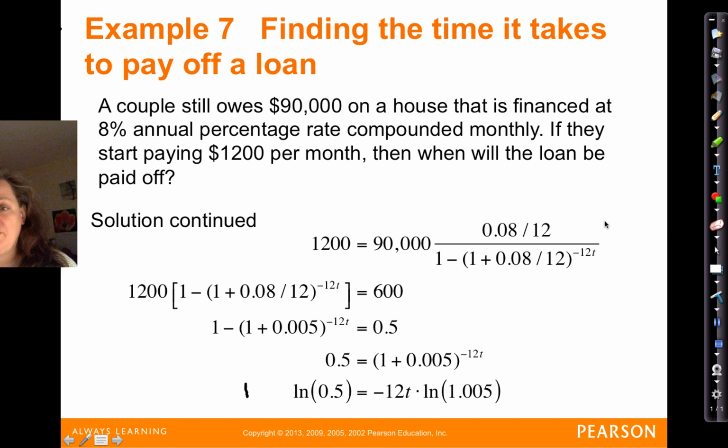Well, we just plug everything in. We know what i is. Okay. We know that this is 1200. We know that this is 90,000. Okay, now we just simply solve this as an equation.